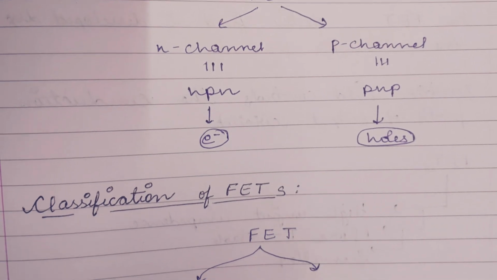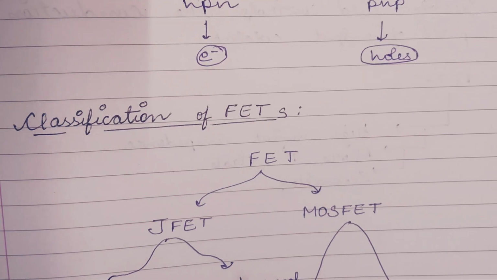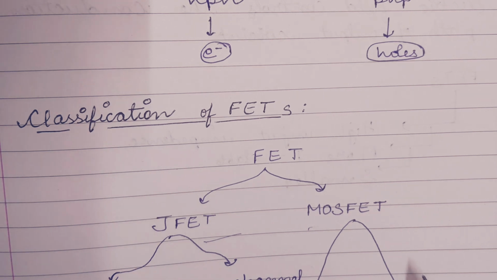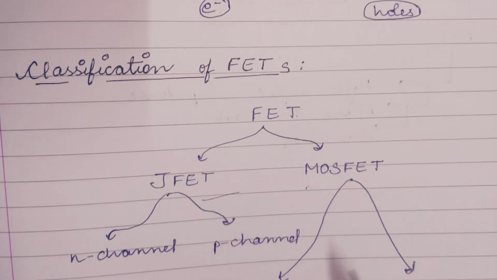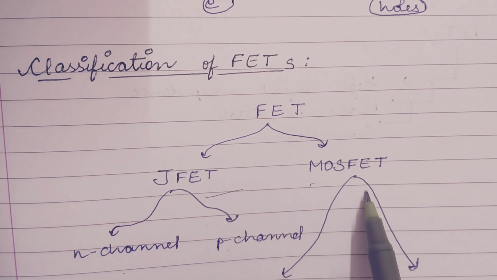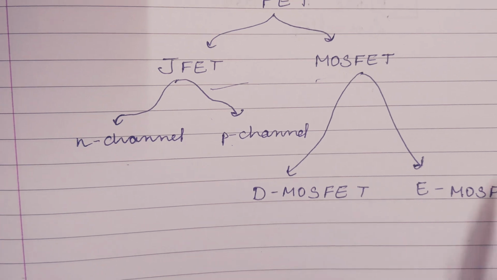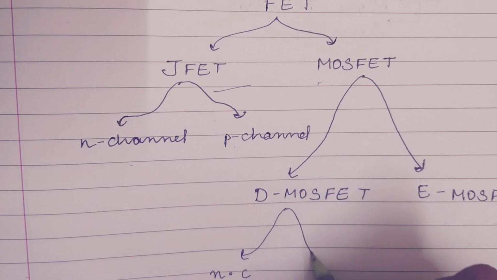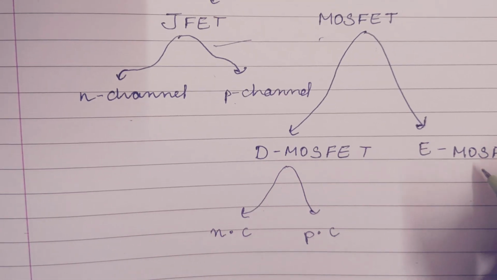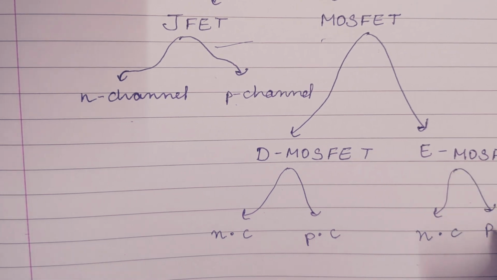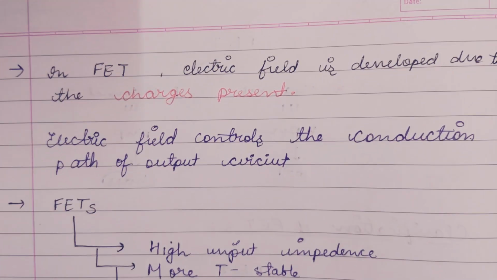FETs can also be classified into two main types, JFET and MOSFET, where MOSFET stands for metal oxide semiconductor field effect transistor. JFET can be further classified into N-channel and P-channel, whereas MOSFET can be classified into two types, DMOSFET and eMOSFET. DMOSFET can be classified into N-channel and P-channel, and eMOSFET can also be classified into the same, N-channel and P-channel. This was the classification of field effect transistors.